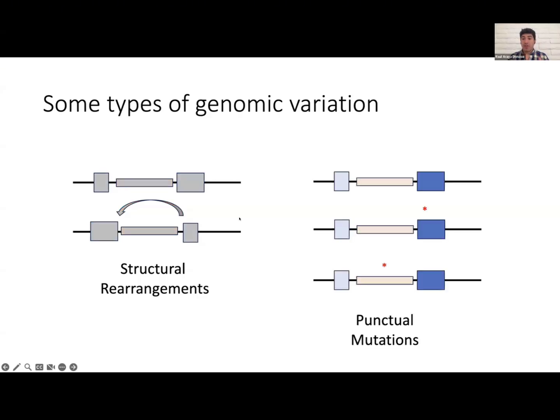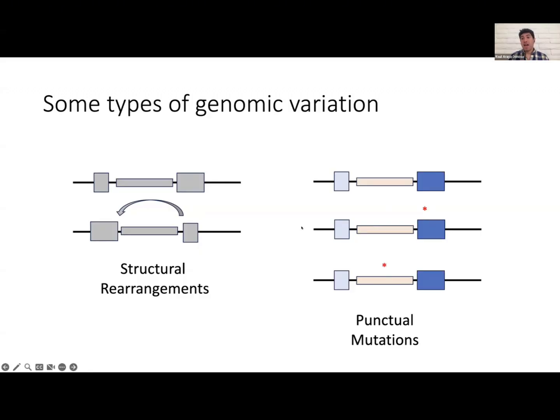The other type of variation that we are more familiar with are the punctual mutations. So let's say we have here our original sequence and there is a mutation represented by this red asterisk that could occur in a gene, so that could change the function of the gene, or mutations could also occur in the regulatory regions and hence change the regulation of the gene. So those are the two types of genetic variation that I will be showing you today.